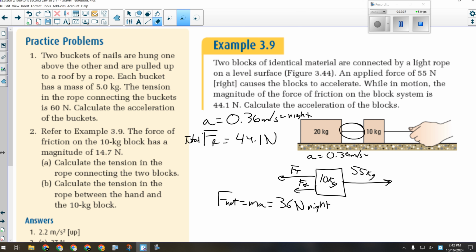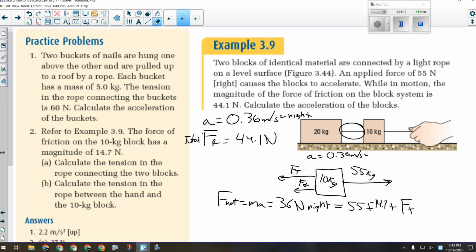Now, since F net is also the sum of all forces, I know this 3.6 newtons to the right is 55 plus the force of friction plus the force tension. And I also know the force of friction. Here's the trick though. It's negative because it's backwards. It's in the opposite direction of the 3.6, right? The 3.6 and the 55 are both to the right. The 14.7 is to the left.